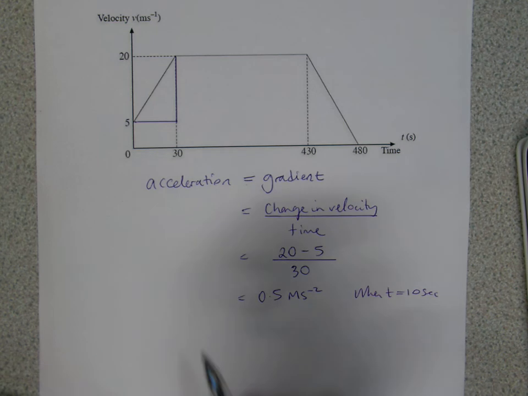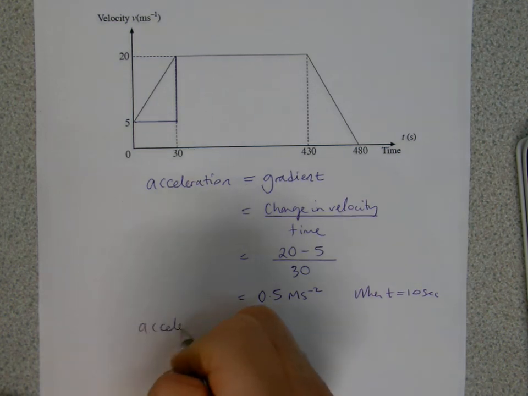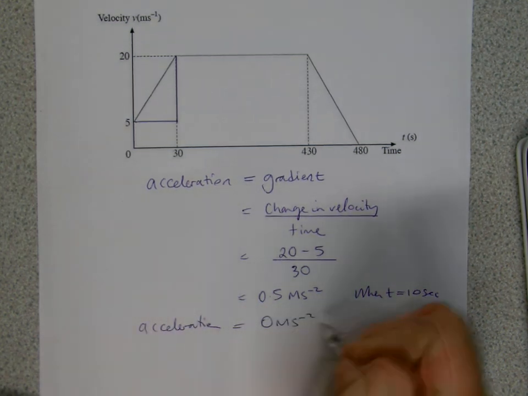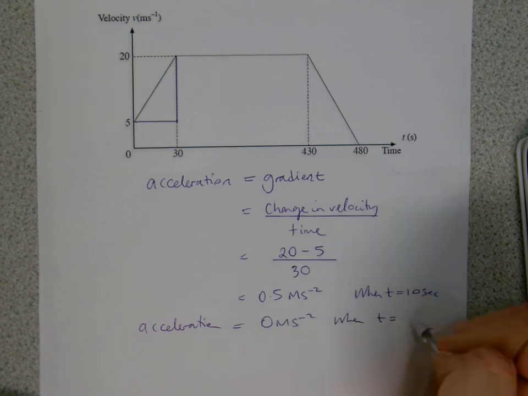So gradient is 0, which means the acceleration is also going to be 0 meters per second squared when t equals 420 seconds.